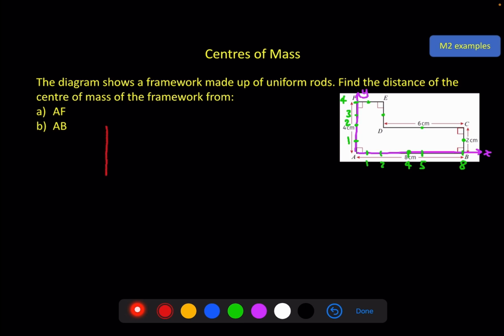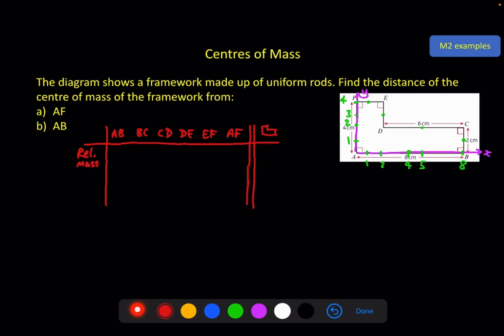So if I were to set out a table like we had before to really show it's very similar, because they're all straight lines, I'll use their endpoints to name them. We've got AB, BC, CD, DE, EF, and AF. And then at the end, we've got the full framework. Relative mass, which we're going to use the length to calculate. X-coordinate and Y-coordinate of the center of mass of each piece, where X bar, Y bar is the center of mass of the whole framework.